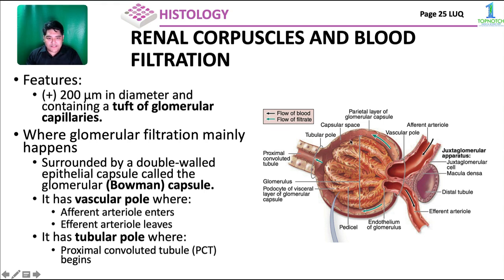Your Bowman capsule has a polarity. Then, when we talk about your vascular polarity, we talk about the afferent arteriole and your efferent arteriole. So, afferent is yung entrance, sa efferent naman yung exit. We also have the tubular pole, no, where your proximal convoluted tubule begins. This one.